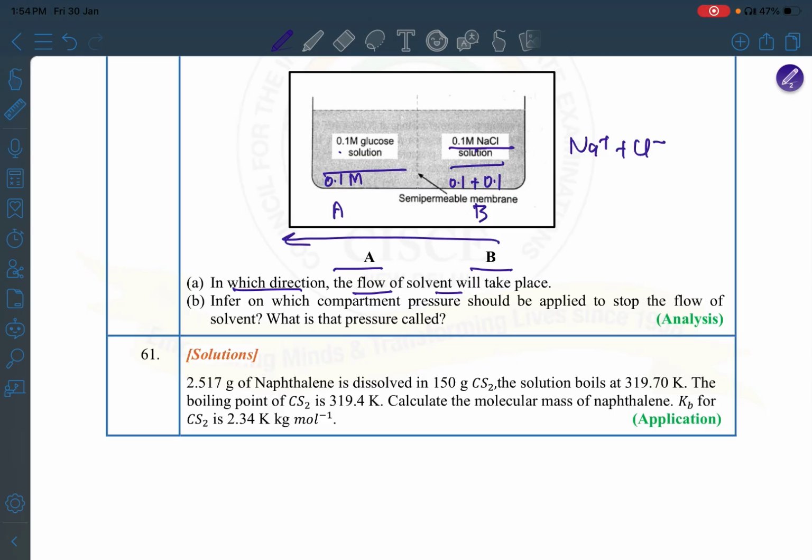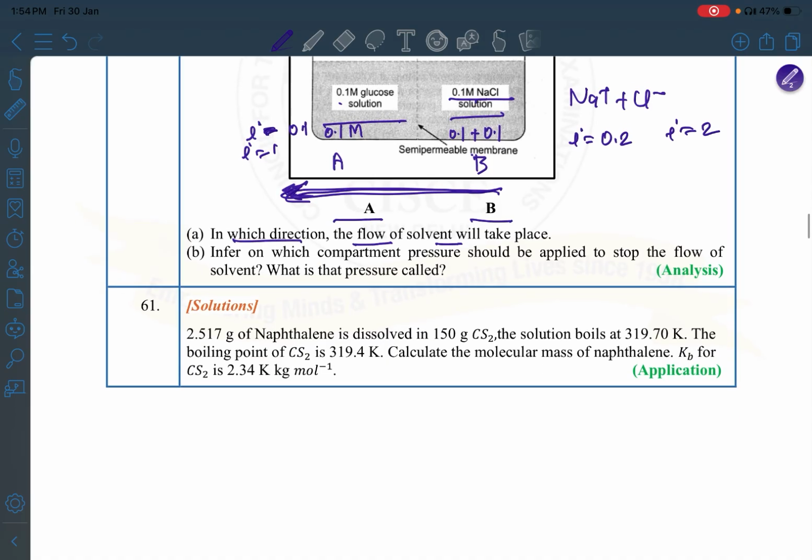the movement is from compartment B to compartment A because of i. So the total number of ions here is 0.1, but here the total number of ions is 0.2 because of dissociation. So i becomes 2 here, and here i becomes 1. Okay. So the flow of solvent will be from the lower concentration to the higher concentration, and this solution has higher concentration. So the movement will be from A to B.